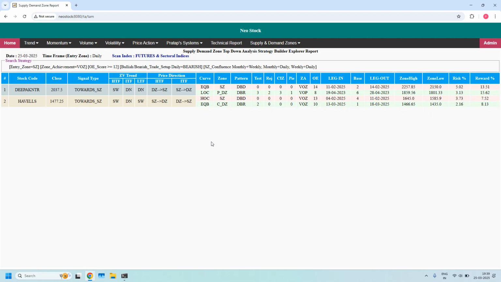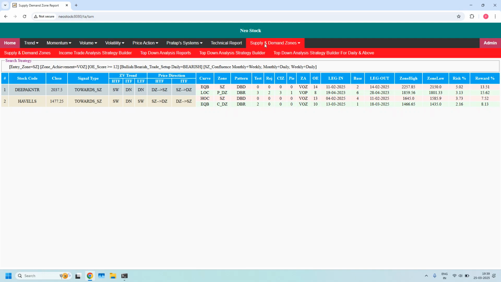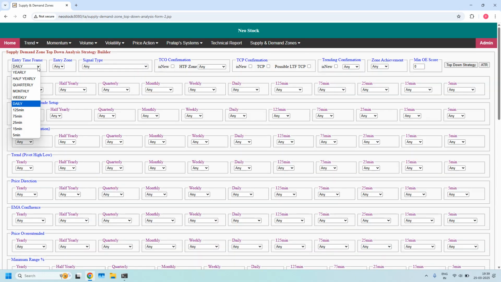Okay, this is about bearish trade setup for monthly income trade. We have completed monthly income trade reports. Next we will look into weekly income trade. Weekly income trade bullish trade setup, entry time frame 75 minutes, entry zone, demand zone. And also in bullish or bearish trade setup at entry time frame 75 minutes, I am selecting bullish.